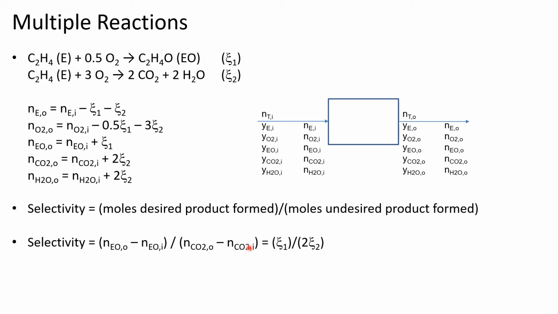So the moles of the undesired product formed are going to be the moles of CO2 out minus the moles of CO2 in. From the expressions we've written here for the moles out in terms of moles in, for ethylene oxide and CO2, we can show that the moles of ethylene oxide out minus moles in is just equal to the extent of the first reaction, Xi1. And the difference between the moles of CO2 out and the moles of CO2 in is just 2 times the extent of the second reaction. So the selectivity is Xi1 divided by the product of 2 times Xi2.